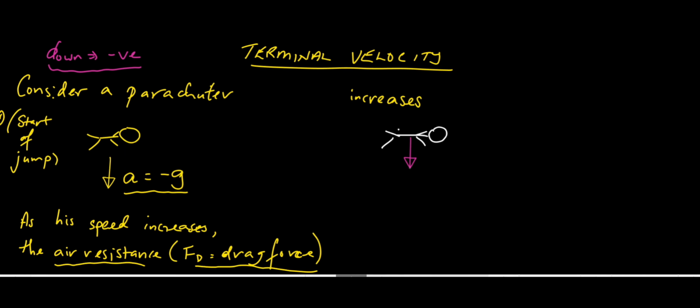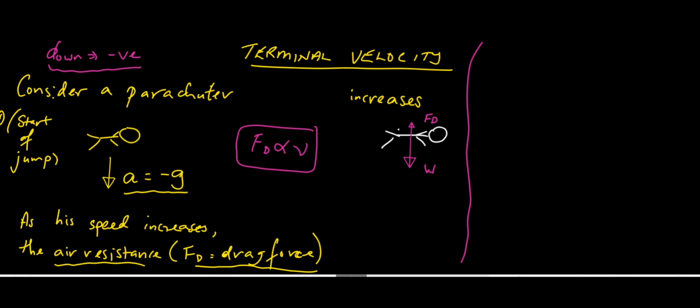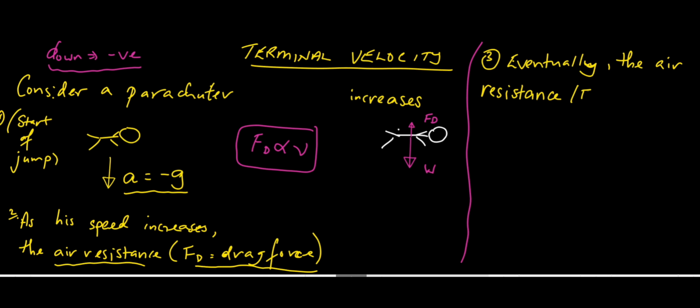If we draw a free body diagram, we can indicate that the vertically downward force, weight, in terms of a vector would be larger than the drag force, which acts in the opposite direction to it. Now, drag force is directly proportional to velocity, which we'll get to in a bit. As time increases, eventually the air resistance or drag force will become large enough to equal this parachuter's weight.